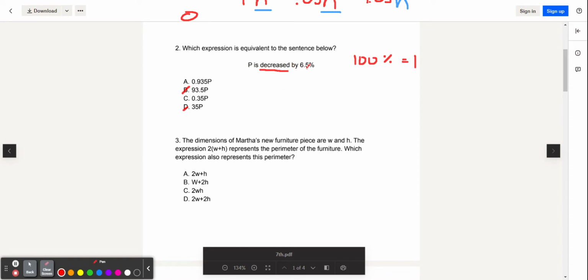Now, P is decreased by 6.5%. This doesn't mean it's decreased to, it's decreased by. So, we need to subtract however much is being decreased from the total, which is 100%. And this gives us 0.935. This is how much we have left. But how much of what? Well, of course, it's P. So if we add all these, you'll see that the answer is A.